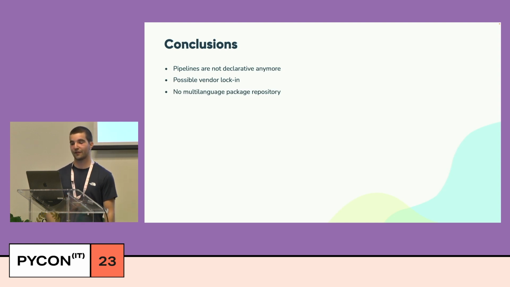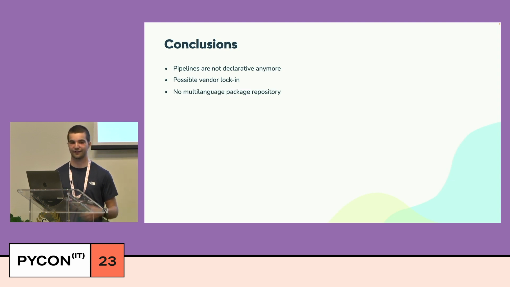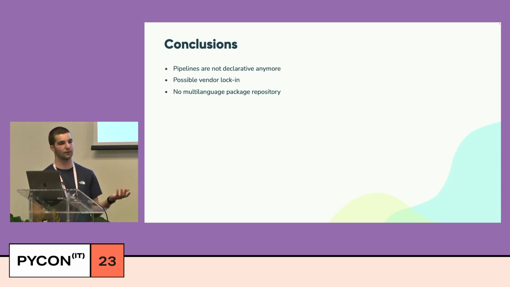You can have possible vendor lock-in. The aim of Dagger is to not vendor lock-in on CI platform, but if you use the feature of writing Dockerfiles using Dagger, you actually are vendor locked in into Dagger. If you don't want to use Dagger to write your Dockerfiles, you are losing a big part of using Dagger. So I don't know if I would recommend it. And finally, there's no multi-language package repository. You have multiple SDKs.